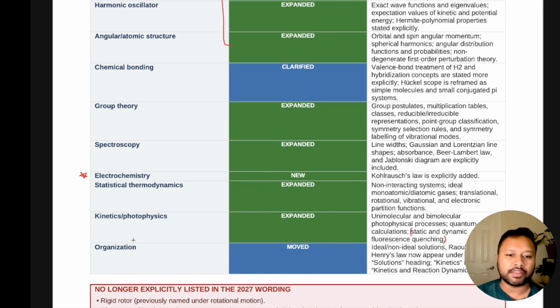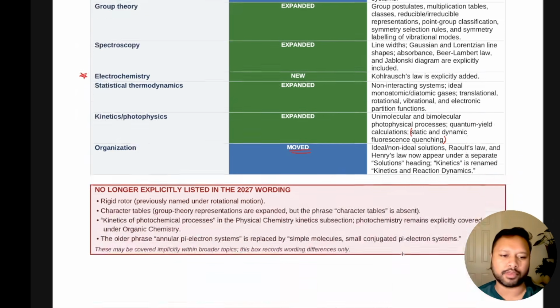Okay, then there are certain topics which are moved to some other sections, like ideal and non-ideal solution, Raoult's law, Henry's law. They appear under a separate solution heading. Okay, kinetics is renamed kinetics and reaction dynamics, so that's the name change which is being done.